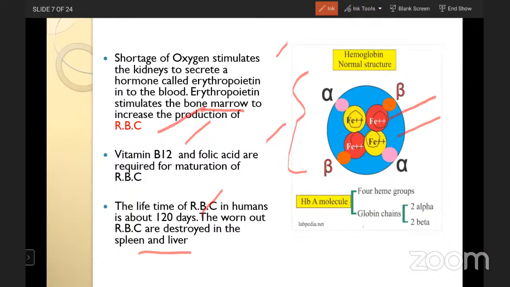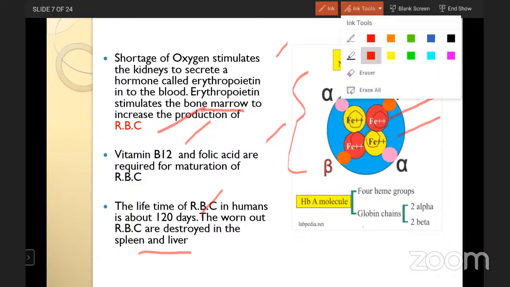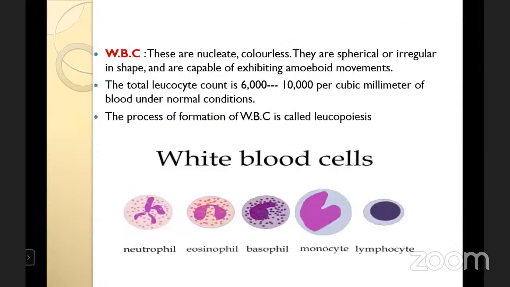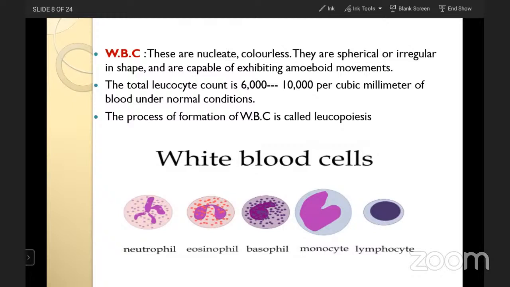Okay. Now, WBC, white blood corpuscles. Here WBC means colorless. White blood means they do not have color. Due to the presence of hemoglobin, RBCs are red in color. Due to the lack of that pigment, WBCs are white in color, or otherwise colorless.